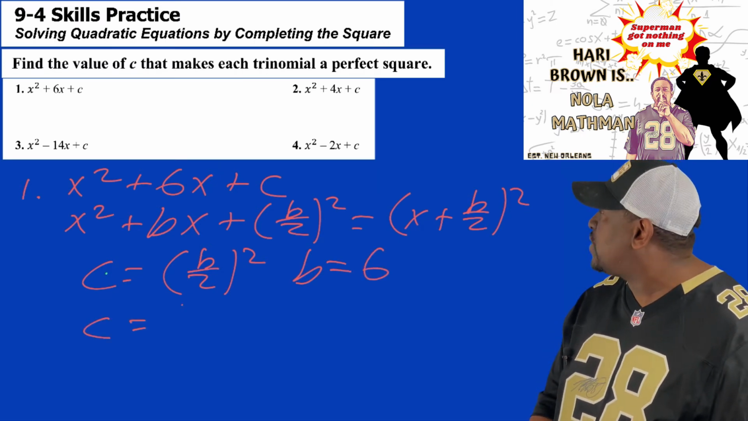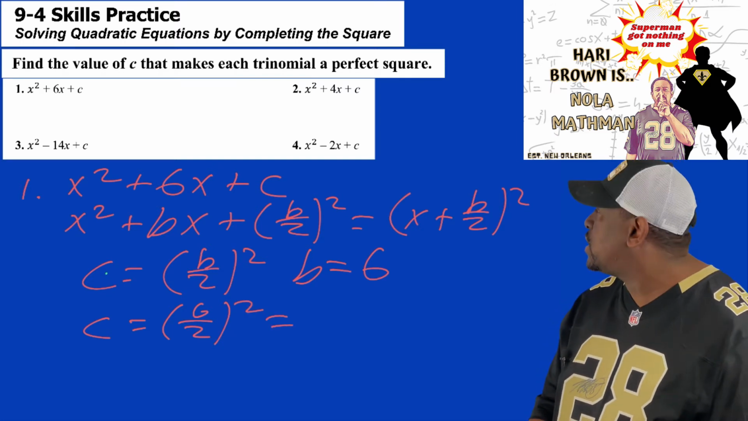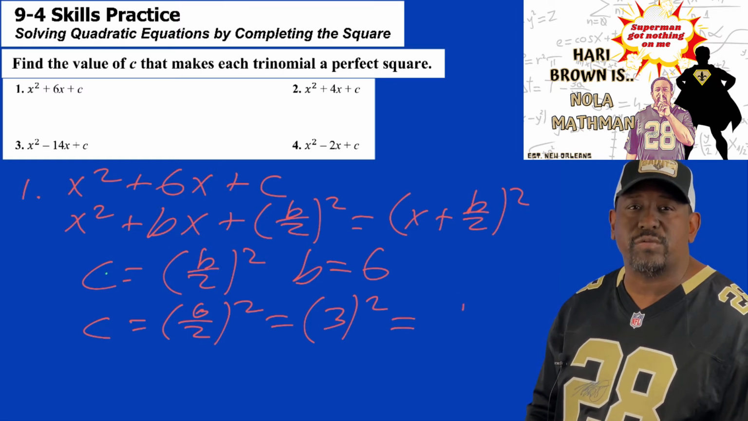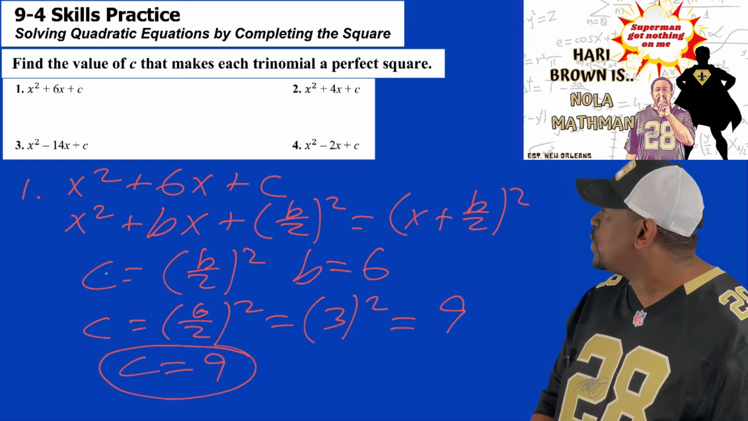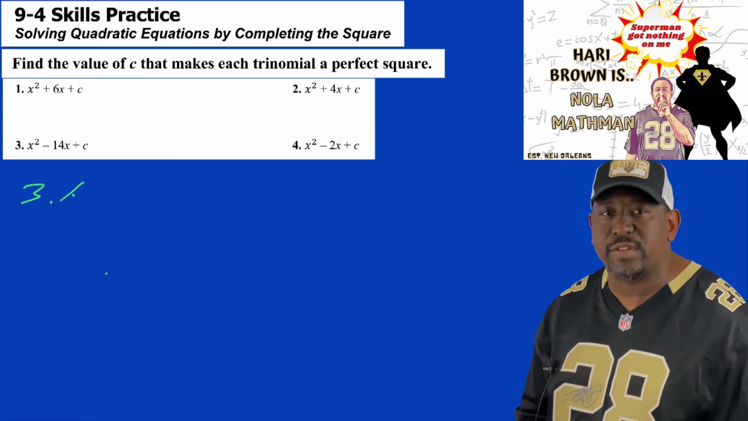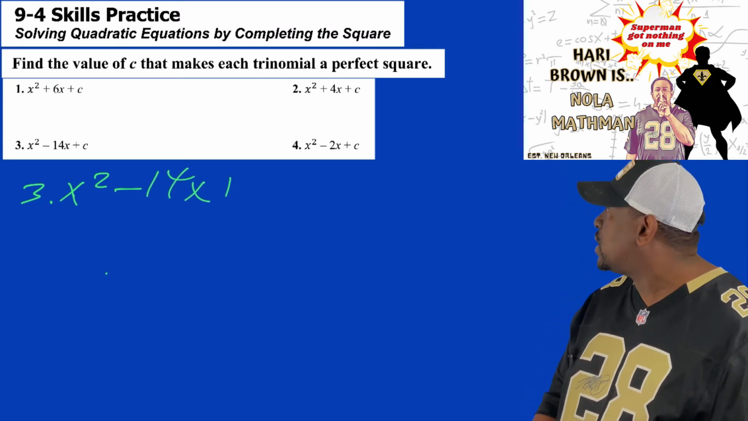So we substitute it into the equation b over 2 squared. 6 over 2 squared will simplify to 3 squared, which is equal to 9. And so that will be our c value for number 1. So it's a pretty simple process. You memorize the formula b over 2 squared, you identify b, and you plug it in.